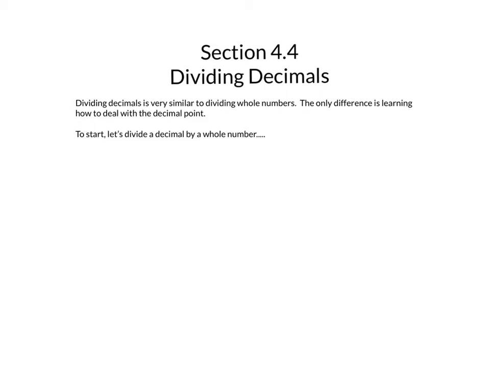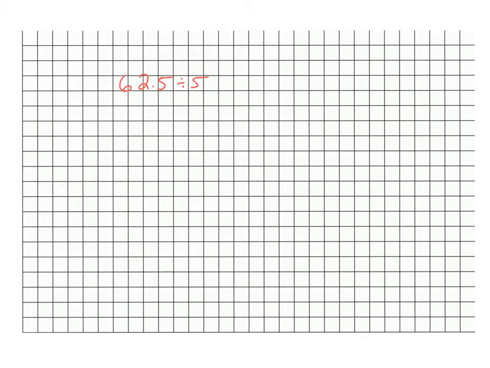Section 4.4, Dividing Decimals. Dividing decimals is very similar to dividing whole numbers. The only difference is learning how to deal with a decimal point. To start, let's divide a decimal by a whole number. Here I have the division problem, 62.5 divided by 5.